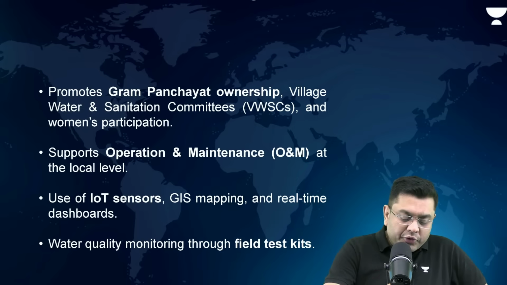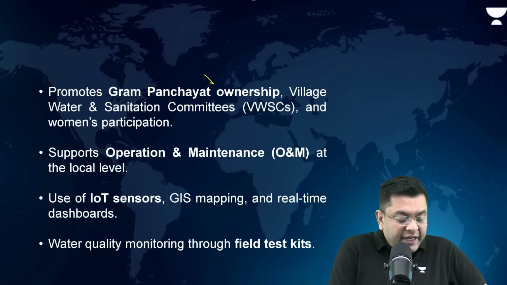Okay, now it promotes Gram Panchayat ownership, village water and sanitation committees. They will be ensuring greater participation and greater implementation, and there is use of Internet of Things sensors, GIS mapping, and real time dashboards with the help of field test kits to measure the quality of water. It is in these field test kits that it was found out that the fecal matter in many of the regions is more than desirable. Okay, so just for the examination purpose, take a look at the Har Ghar Jal program.